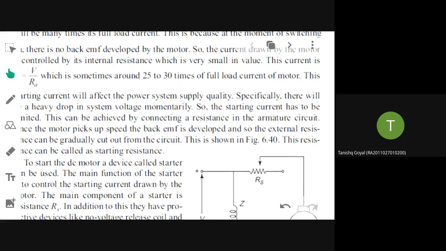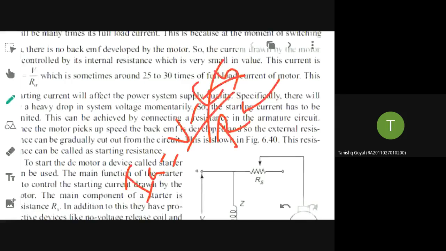Come on, Chinmoy, Dhruv and Srish, tell me what will happen. Initially, I told you the current IA is given by the formula V minus EB divided by RA. But if you start the motor directly from the supply, there will be no back EMF and RA will be very small. So IA will be very, very high, about 25 to 30 times higher. If the rated current is 5 ampere, it will be multiplied by 25. So how much current will flow, and what will happen to the motor in this case? 125. It will be high.